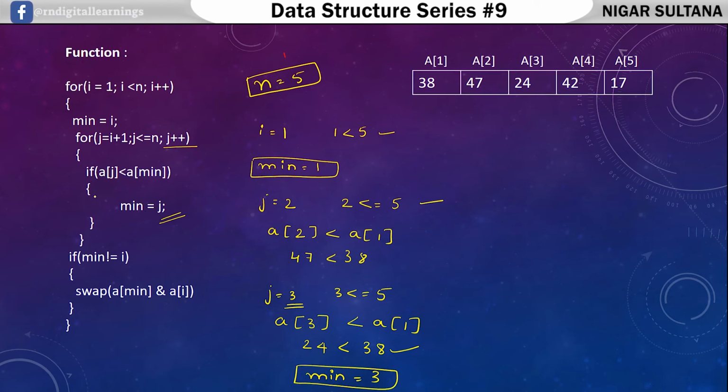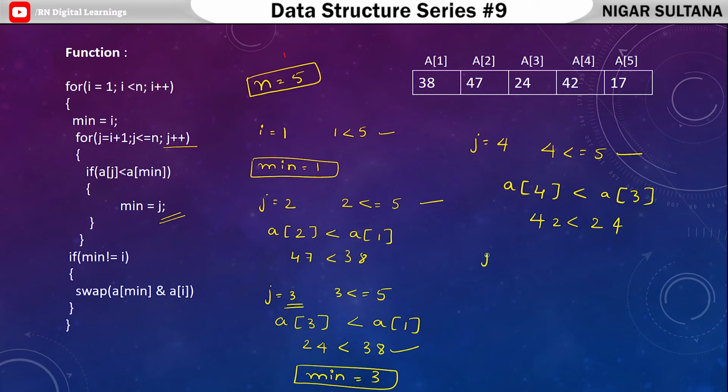After executing the statement, increment the value of j. First it was 2, then 3. Now j value will be 4. Is 4 lesser than or equal to 5? It's true. Enter into the loop. If a of j, that is a of 4, is lesser than a of min. My min value has been changed to 3. a of 4 is 42, lesser than a of 3, which is 24. Is 42 lesser than 24? No, it's not true. Then no need of executing the statement.